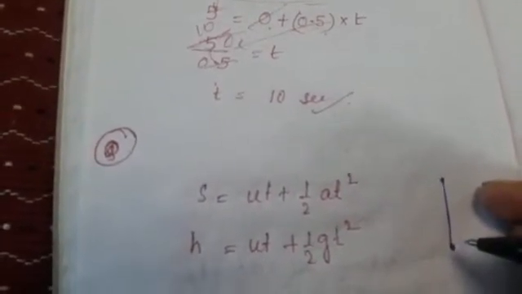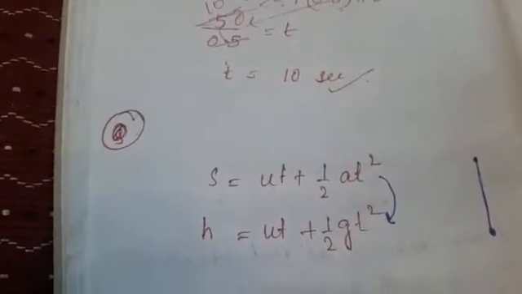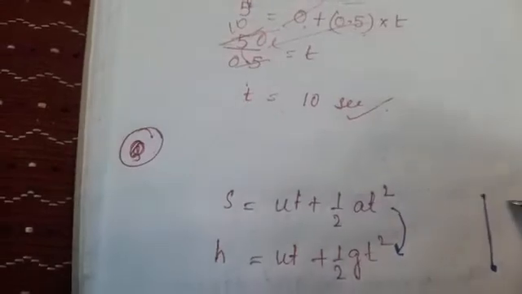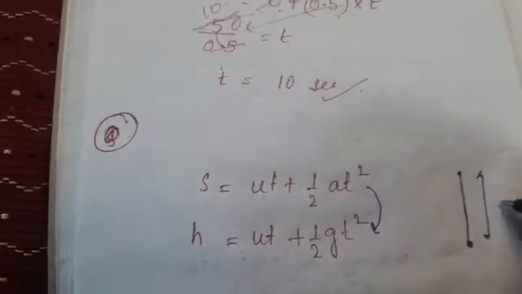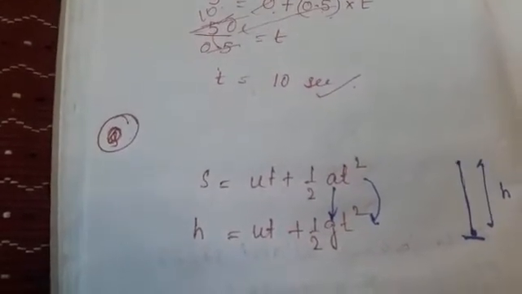Now for a body falling freely under gravity, for that free falling body, this equation will be written like this: h equal to ut plus half gt square, where h is nothing but the height covered by the body when it is falling from some height to the ground. And the acceleration a will be replaced by g for this type of sums, where g is acceleration due to gravity.